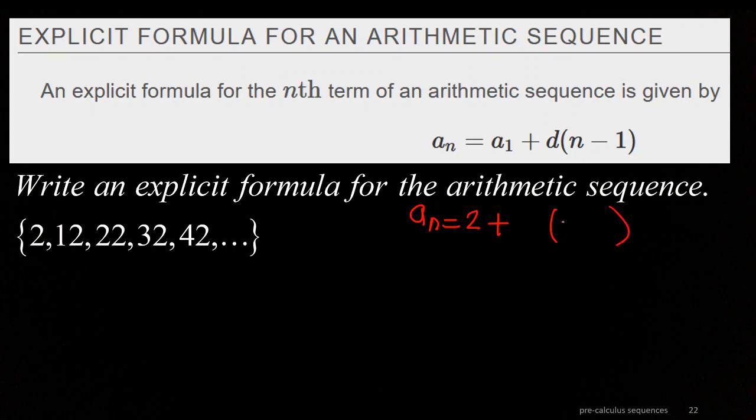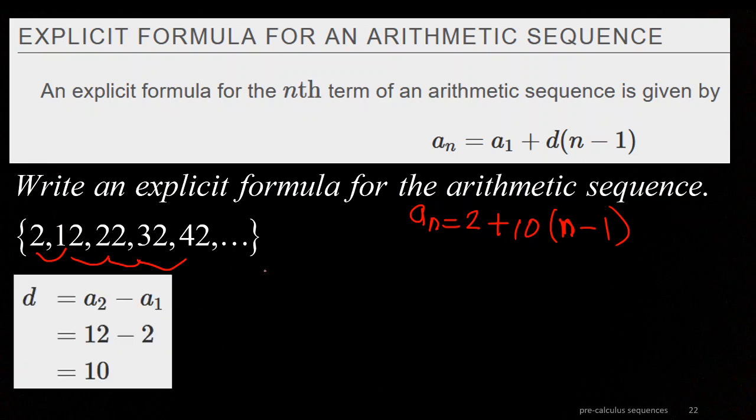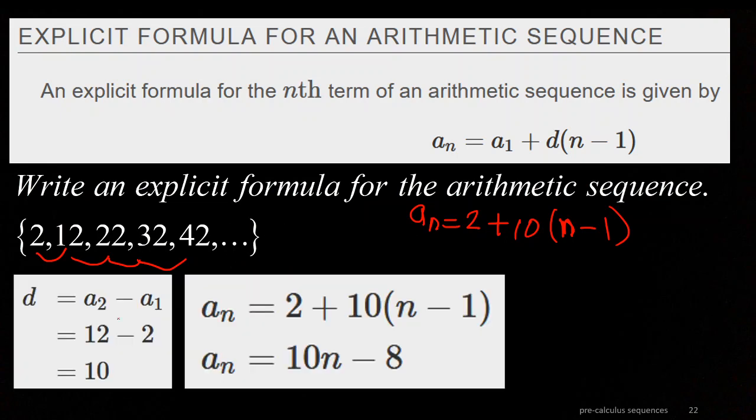And then we need what? We need D. 12 minus 2, 12, 22 minus 12, 32 minus 12, 42. That's 10, right? That's it. That's the explicit formula for that sequence. All right.